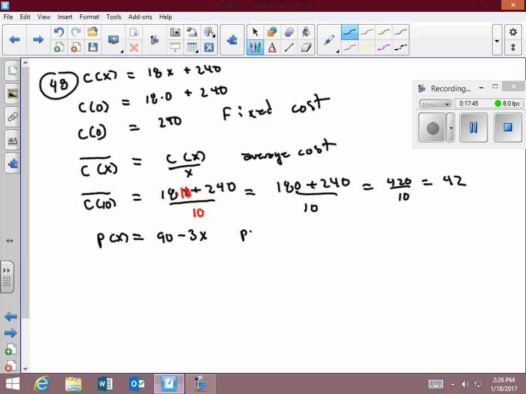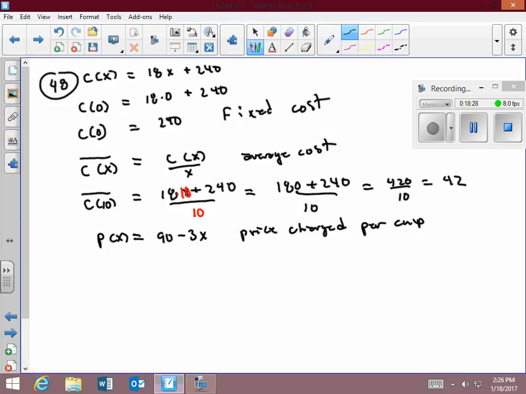This is the price charged per cup, right? So every cup that you sell, what do you charge on average? 3 cents less, right? So if you sell 0 cups, you're saying 90 cents. If you sell 1 cup, you're taking 3 cents off. You're selling it for 87 cents. If you sell 2 cups, you're going to sell it for 84 cents, right?